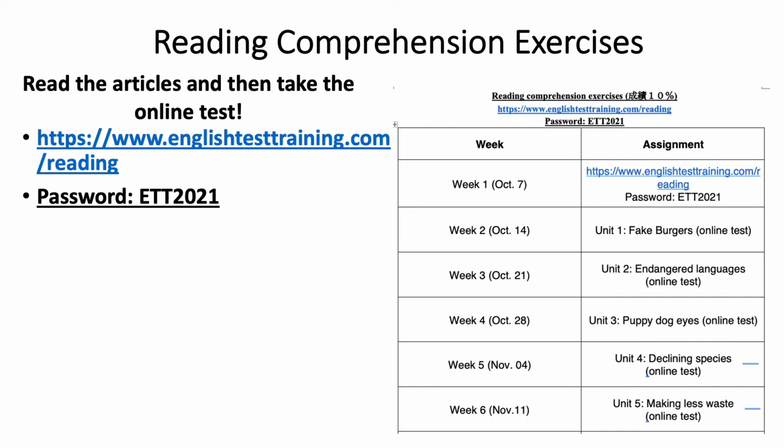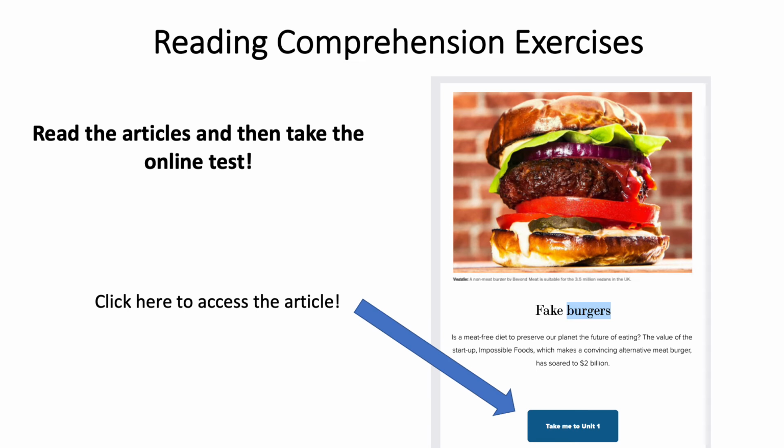Okay, so to do the reading comprehension exercises, go to the site, and then if you scroll down to the bottom, you'll see each week has a different picture. Week 1 will be fake burgers. You go to Take Me to Unit 1, and you can download a PDF and read it, and then take a test based on the article. Please try to understand the article and then take the test. All right?